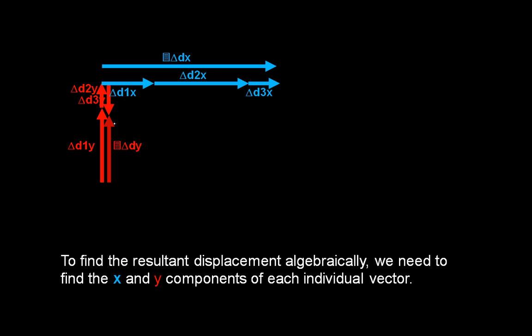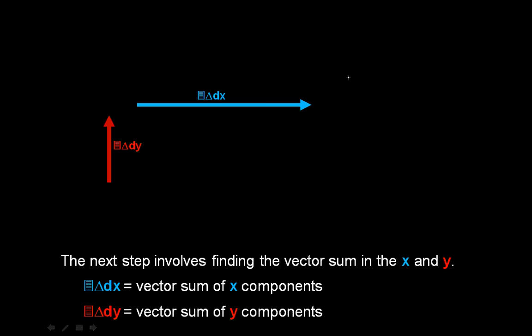So my overall y, we'll just call it dy here, is equal to the sum of d1y, d2y, and d3y. So from here to here. So we have this component here. And for the x, we're going to label the overall x dx, and it's going to consist of d1x plus d2x and d3x. So we're going to end up with an overall y and an overall x.